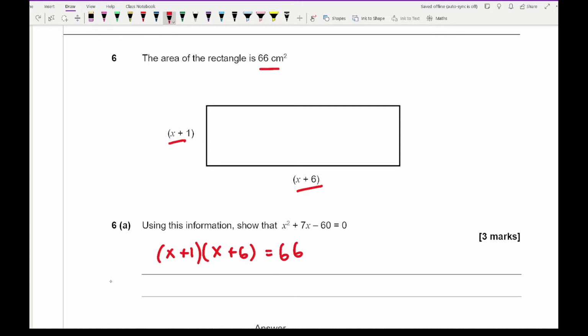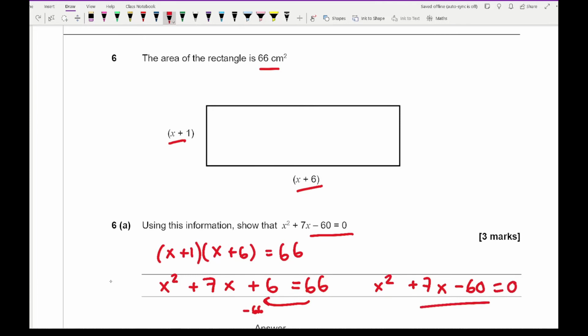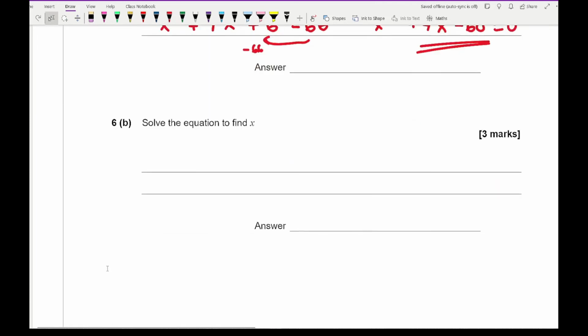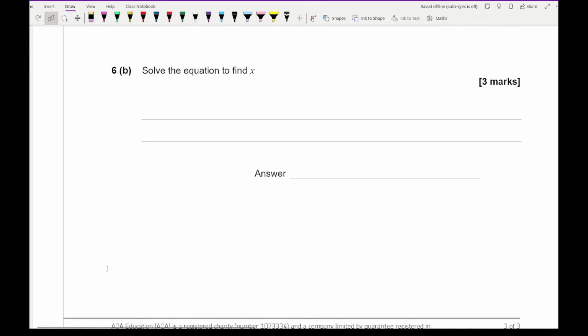Now if I expand the brackets and collect the like terms, I'll end up with x squared plus 7x plus 6 equals 66. Now we want to make this equal to 0, so I take the 66 over to the other side by subtracting, in which I end up with x squared plus 7x minus 60 equals 0, and there is my final answer. I'm very generous for 3 marks. Then moving on to question 6b, it then says to solve it.